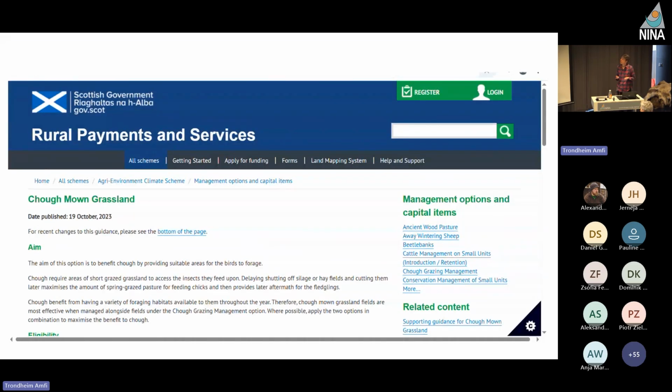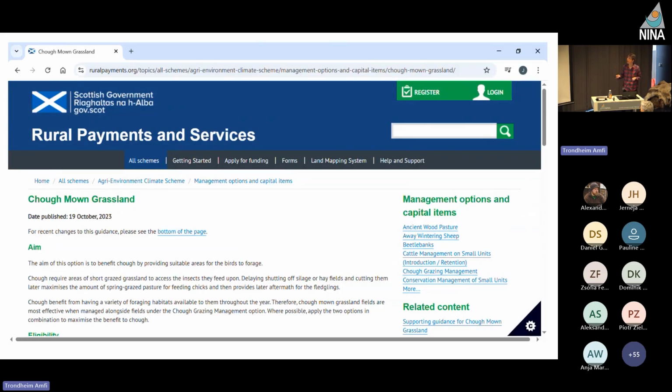So there's now a new generation of agri-environment schemes, the rural services that's coming under the Scottish Agri-Environment and Climate Scheme, which is the major scheme by which farmers can get public money to manage their land for biodiversity. For choughs, there are two options, the mown grassland, and there's also a chough grazing management option that can be bought into.